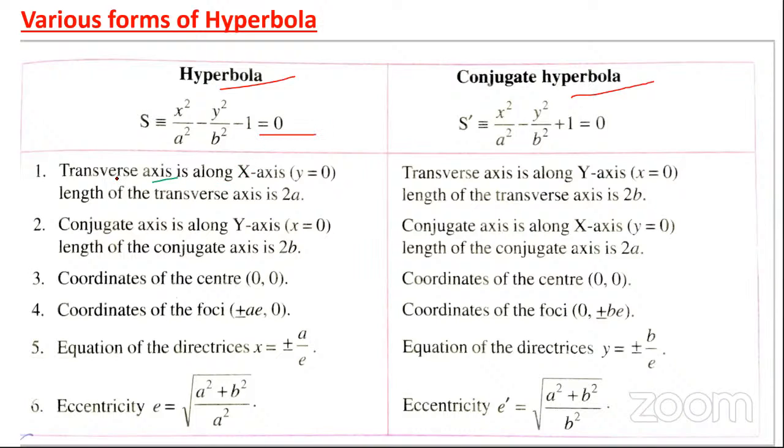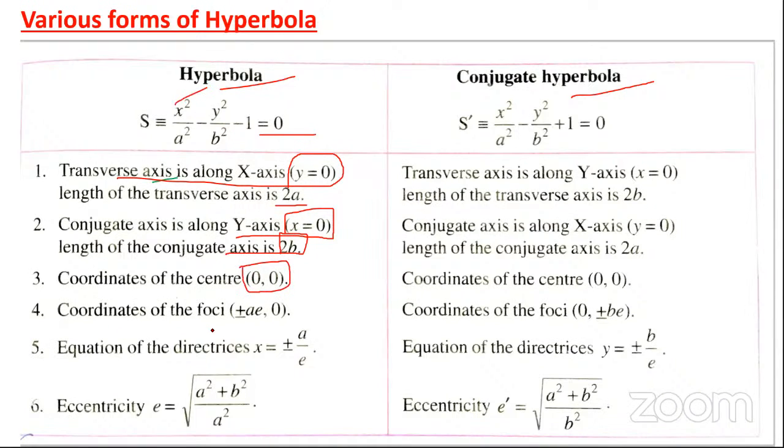Then the transverse axis is along the x axis and the y value should be 0. The length of the transverse axis is 2a, we know that. Then the conjugate axis, which is the minor axis, lies on the y axis, and the x coordinate should be 0. The length of the conjugate axis is 2b. And the coordinates of the center are (0, 0).